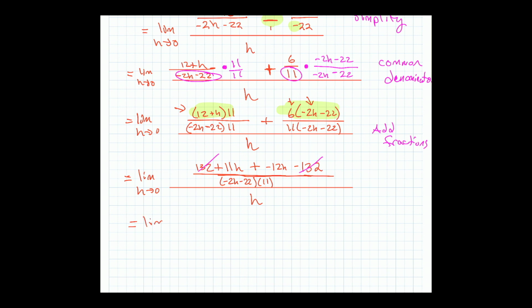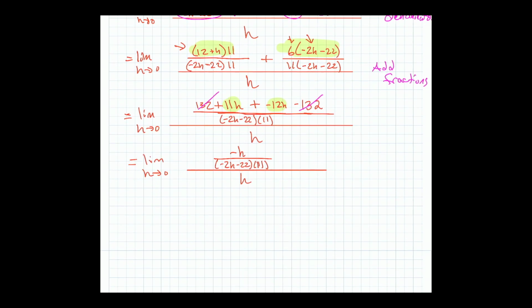So let me just rewrite it. So we've got, what do we have? We have 11h. Oh, and we should add those. Hold on. After you cancel those, you have an 11h and a minus 12h. Well, 11h minus 12h is just negative h, negative 1h. So you have negative h over negative 2h minus 22 times 11 over h.